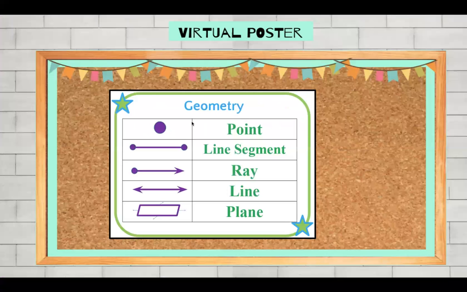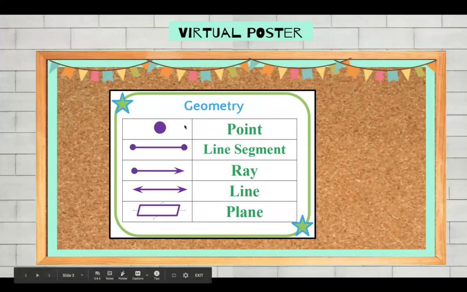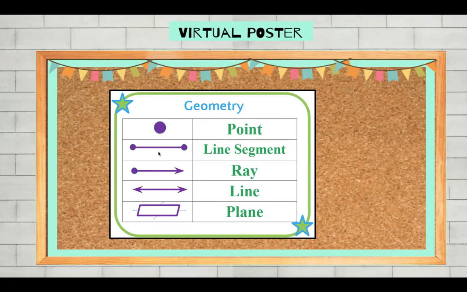So in geometry, remember this dot is called a point. This should look familiar, this poster. This is what you practiced yesterday. When we have a line with 2 points on the ends, that is called a line segment. A ray is when you have a point and then the line goes on forever, indicated by this arrow. A line has 2 arrows on both sides, indicating that they will go on forever in both directions. And this plane is just showing that, honestly, we don't have to worry about a plane, okay?